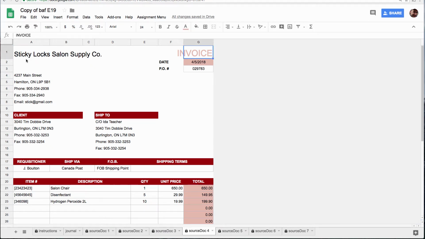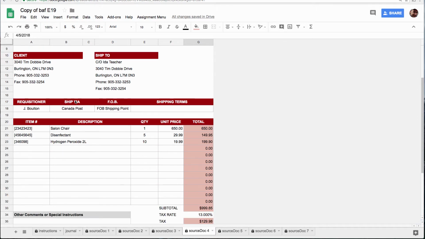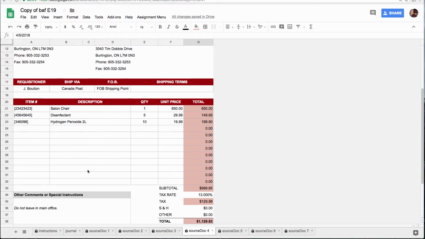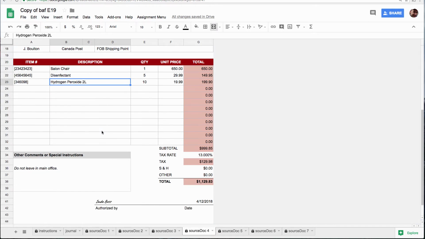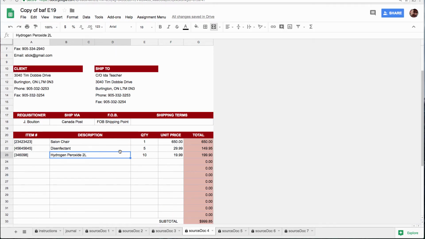Next one. So the next source document is source document 4. This is also an invoice, and it's not from us. So this is another bill. It's got numbers and all the rest of it. It's on the 5th. What is it for? So we've got to look down and go, okay, what is this for? This looks like a salon chair, some disinfectant, and hydrogen peroxide. And we've got a total, we've got tax again. Okay. What could that be for?